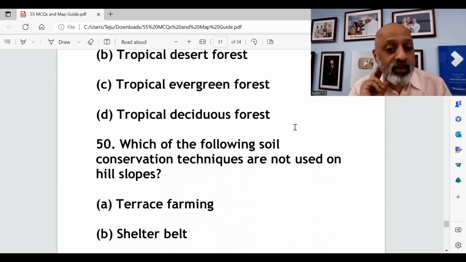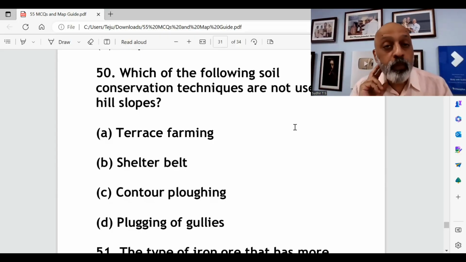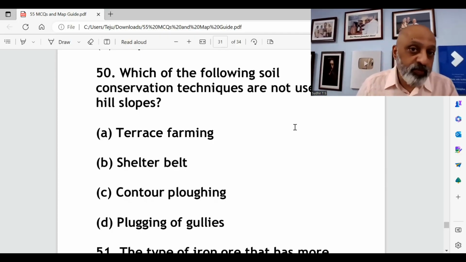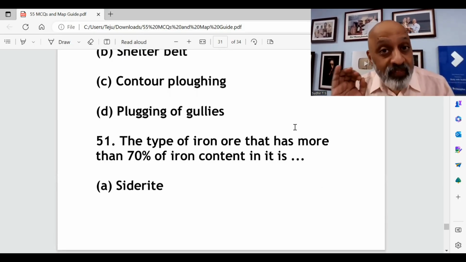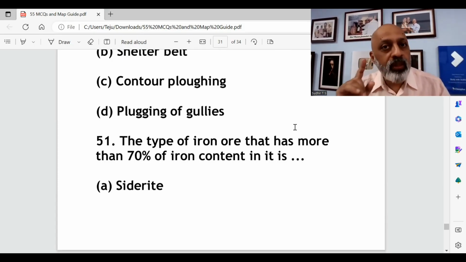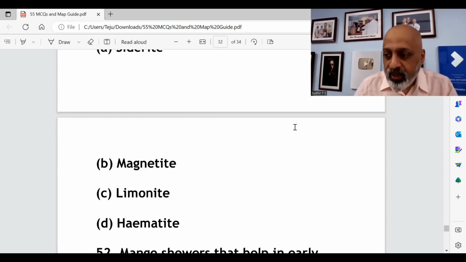Which of the following soil conservation techniques are not used on hill slopes? Terrace farming, shelter belt, contour plowing, or plugging of gullies? The correct answer is B, shelter belt. The type of iron ore that has more than 70% of iron content, and if you are doing the energy resources chapter in detail or for MCQs, you need to know a lot of these factual details concerning iron ore and coal and petroleum in particular. Siderite, magnetite, limonite, or hematite? The correct answer is B, magnetite.